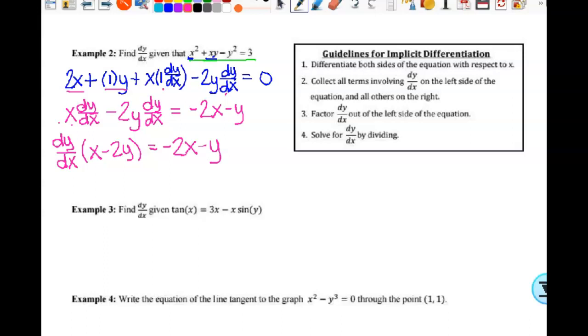Everybody good so far? And we're trying to solve, because it says find dy/dx. Like we took the derivative, but we're trying to get dy/dx by itself. So now that this is being multiplied here, I can divide both sides by this term, right? So this is going to give me dy/dx equals negative 2x minus y over x minus 2y.